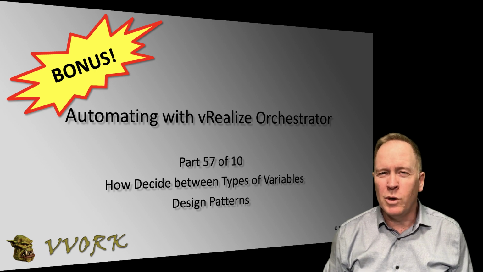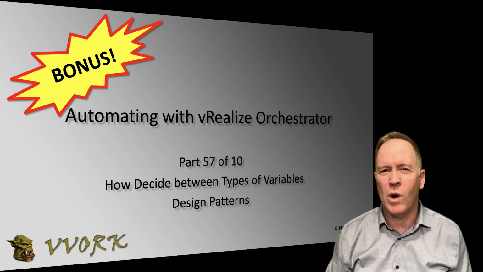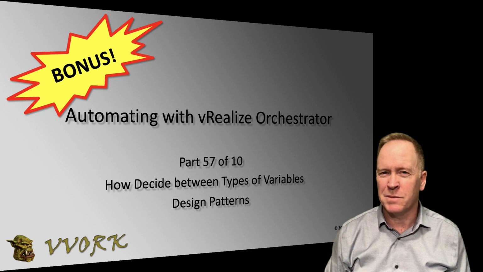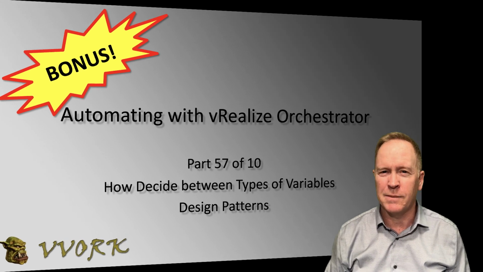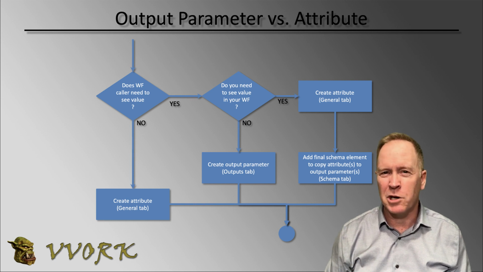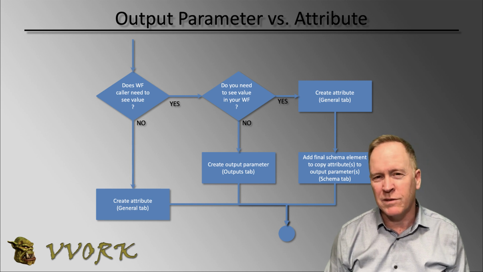For those of you who have seen the previous videos, let's continue our discussion about how to determine what type of variables to use when creating Orchestrator workflows. Specifically, we're going to talk about some design patterns that you're oftentimes going to see. You'll recall in the previous video, we left off discussing this flowchart. I'm not going to go through the whole flowchart again. If you want to hear about the flowchart, go watch the previous video.